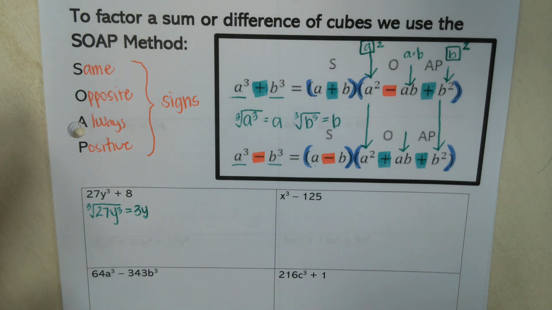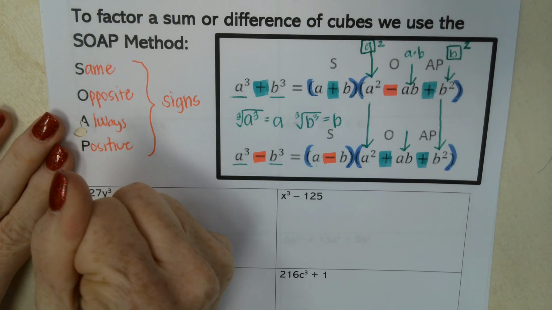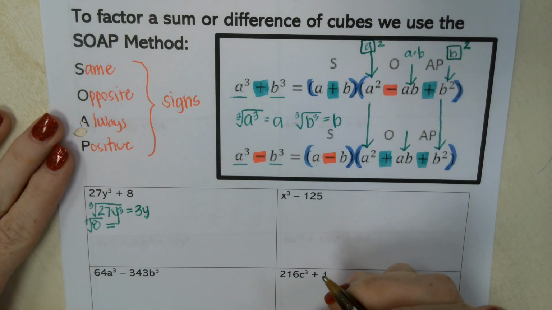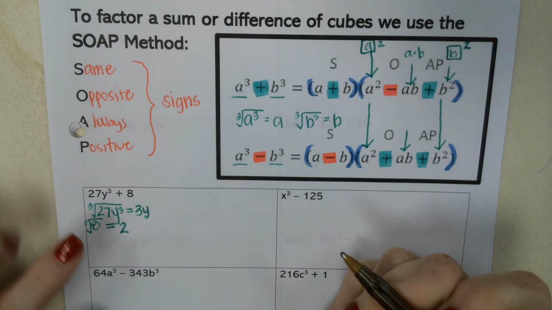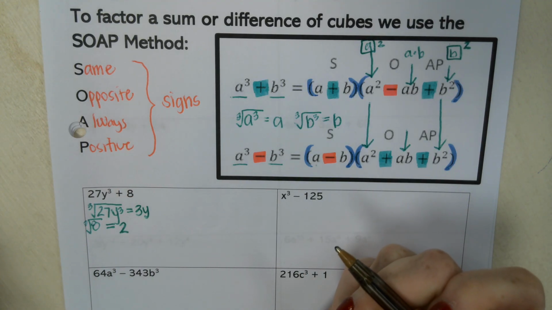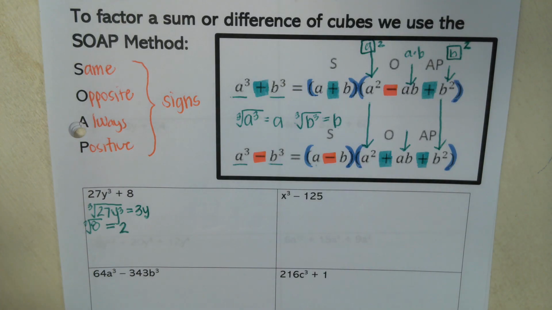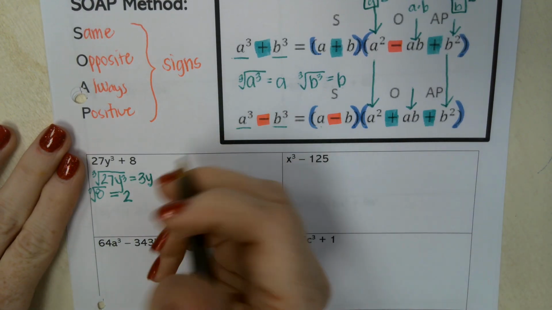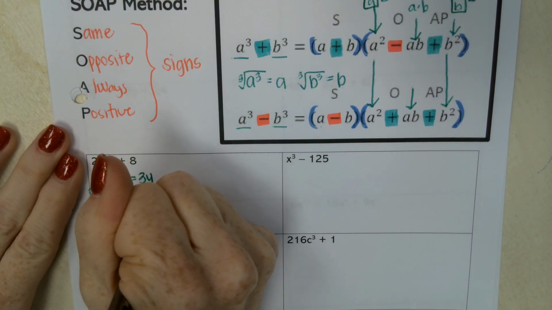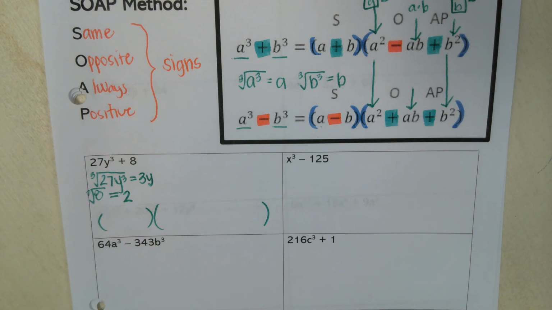All right? Then I also want to take the cube root of 8. What is the cube root of 8? 2. 2 cubed is 8. 3y, quantity cubed, is 27y cubed. Now, to factor this, I'm going to set up a short set of parentheses and a long set of parentheses.